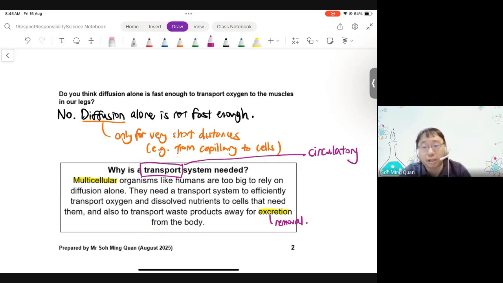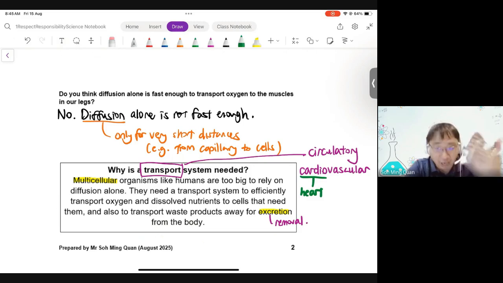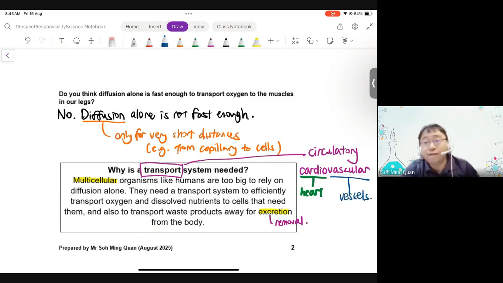Now, other than calling it the circulatory system, we can also call it the cardiovascular system. So the word cardio refers to heart. So obviously in the transport system, the circulatory system, or the cardiovascular system, the important organ is the heart, which pumps blood around the body. So cardio refers to the heart, and then vascular refers to vessels. Vessels are tubes, all right? So blood vessels are basically tubes that carry blood. It's like pipes or tubes. Okay, so cardiovascular system refers to the heart and the blood vessels, which of course is involved in transporting substances.